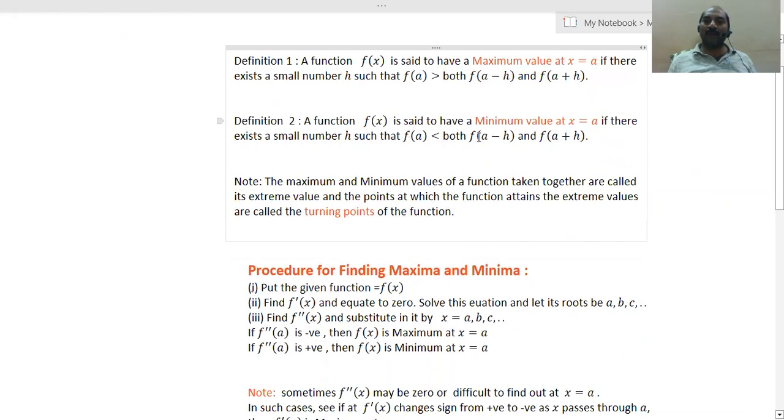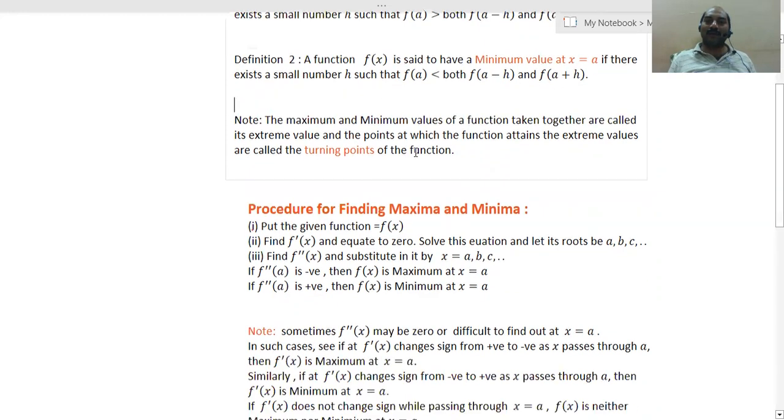Similarly, the minimum value. Minimum means f of a is less than the neighboring points; comparing with the neighbors only. Just as in size or weight, we are bigger or heavier than our neighbors, likewise here also take a point, and take the neighborhoods on the left side and right side. Observe that their corresponding points have function values greater than it. Then that value is said to be the minimum value at the given point a. This is the maximum and minimum of functions.